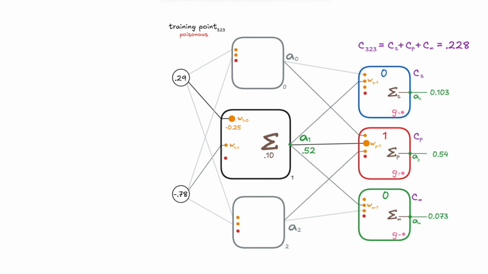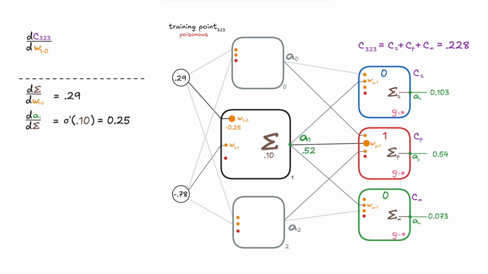Now we'll take a step back and look at the weights in the hidden layer. What happens if I were to change a weight here? We know that changing the weight changes the sum. Changing the sum changes the activation. We know this one too. But what happens when the activation changes? The cost from every output node changes. What if there were 100?